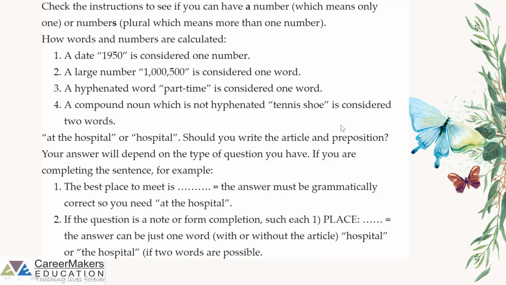Okay, great, very good. Go ahead now. A compound word which is not hyphenated, tennis shoe, is considered two words. Yes, sir. So tennis shoe is considered to be two words. भले उन्होंने ऐसा बोला कि tennis shoe, अगर वो है तो दो ही वर्ड गिने जाएंगे, अगर आपने हाइफन नहीं किया तो. Okay, then at the hospital or hospital, should you write the article and preposition?